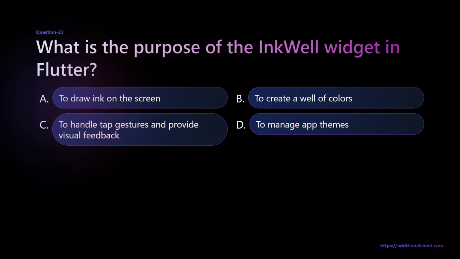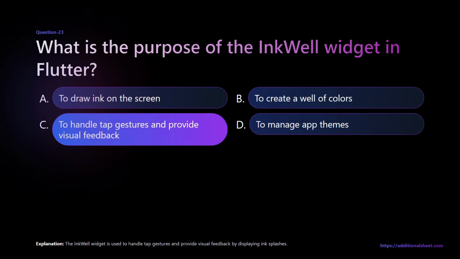What is the purpose of the InkWell widget in Flutter? Option A, to draw ink on the screen. Option B, to create a well of colors. Option C, to handle tap gestures and provide visual feedback. Option D, to manage app themes. The correct answer is option C, to handle tap gestures and provide visual feedback.